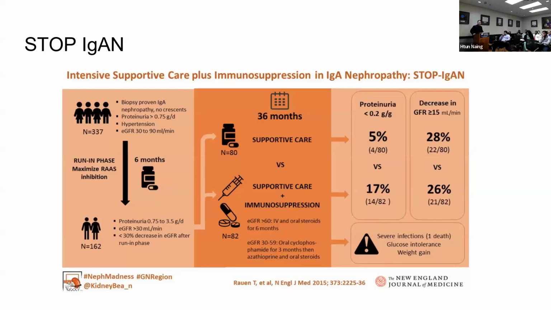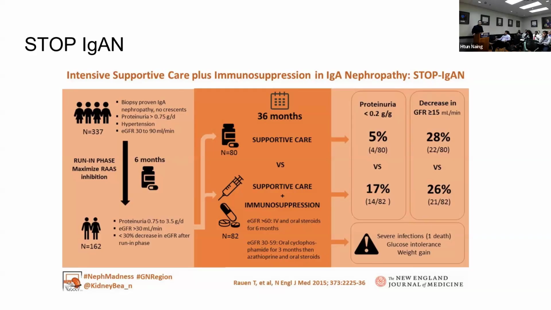A total of 337 patients entered the run-in phase, which means that you treat the patient with maximum RAS blockade and all the lifestyle measures: control the blood pressure, low salt diet, regular exercise, do everything. Then re-evaluate after 6 months and look at the proteinuria. If the proteinuria is less than 0.75, they are excluded from the trial. If the proteinuria is above 0.75 gram per day up to 3.5 gram per day and the eGFR is more than 30, they were included in the trial for 36 months, which is 3 years.